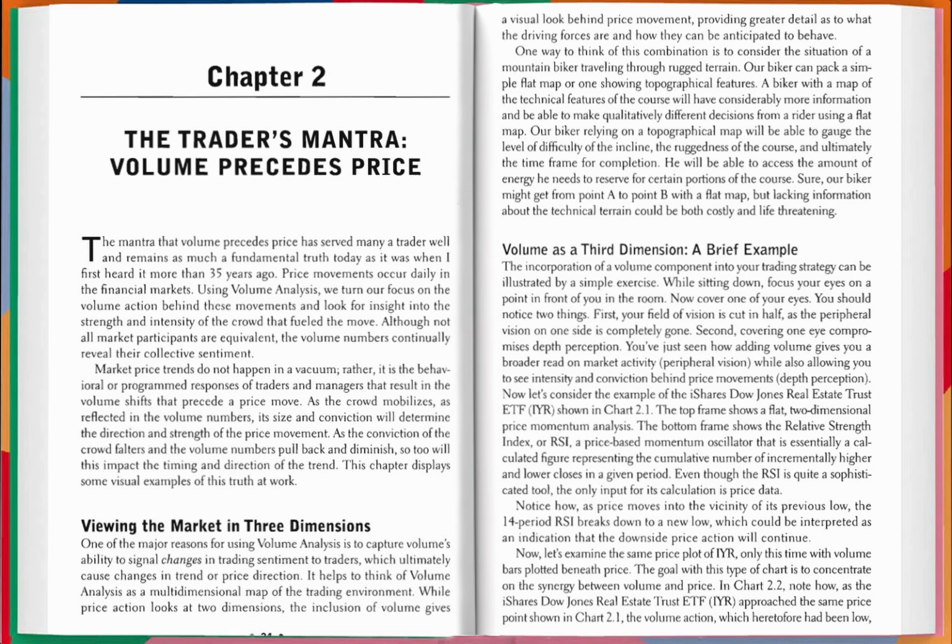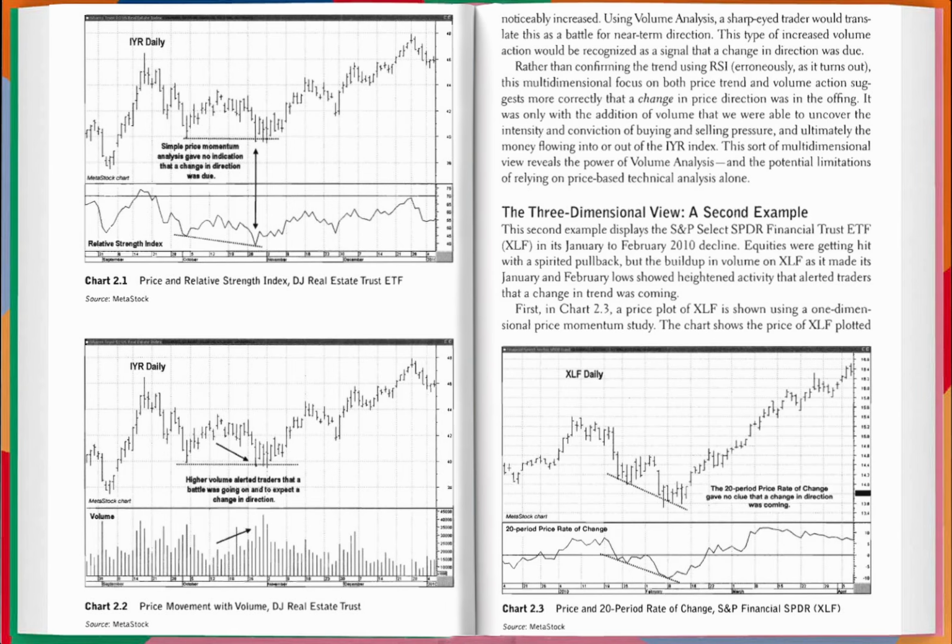Rather than confirming the trend using RSI, erroneously, as it turns out, this multidimensional focus on both price trend and volume action suggests more correctly that a change in price direction was in the offing. It was only with the addition of volume that we were able to uncover the intensity and conviction of buying and selling pressure, and ultimately the money flowing into or out of the IYR index. This sort of multidimensional view reveals the power of volume analysis and the potential limitations of relying on price-based technical analysis alone.